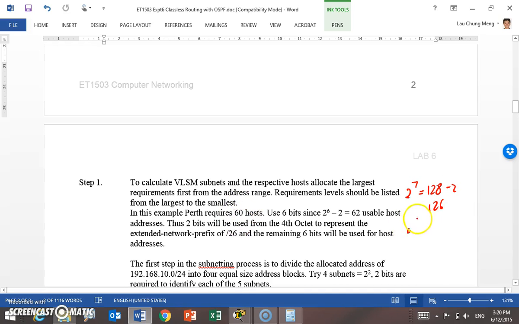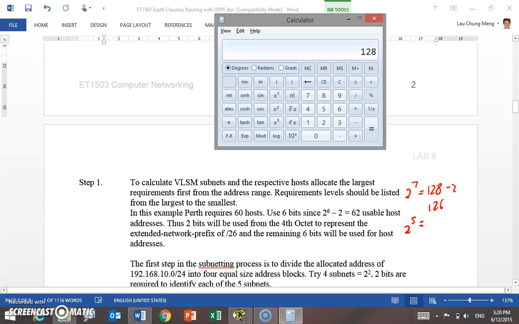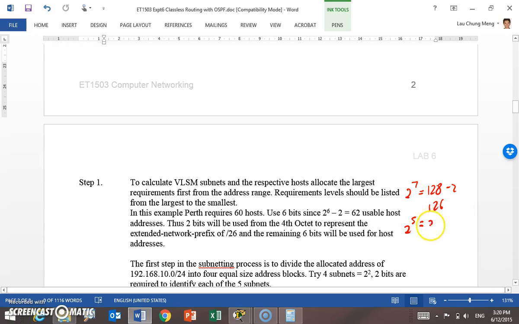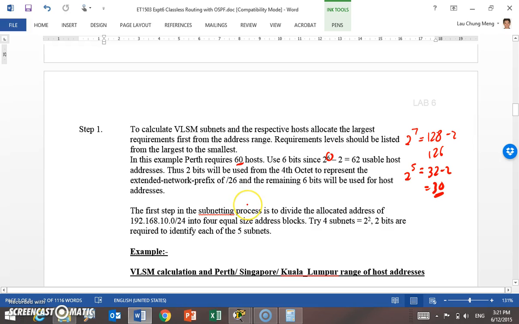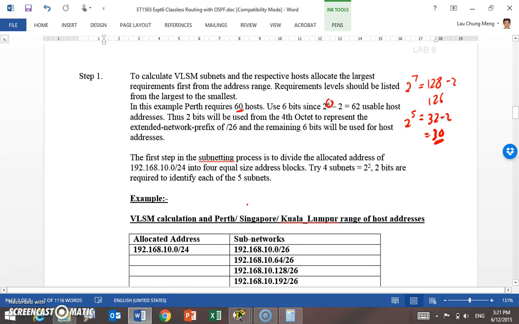If we take 2 to the power of 5, 2 to the power of 5 gives us 32. 32 minus 2 will give us 30 hosts, which is too few because we need 60 hosts. So we will need 6 bits in order to give us 60 hosts. So, 6 bits.